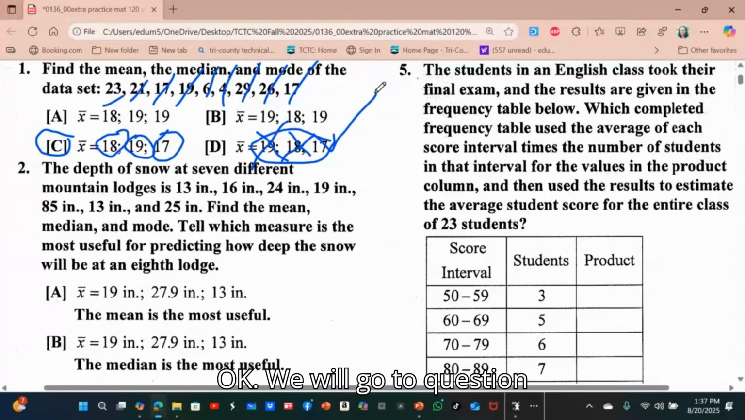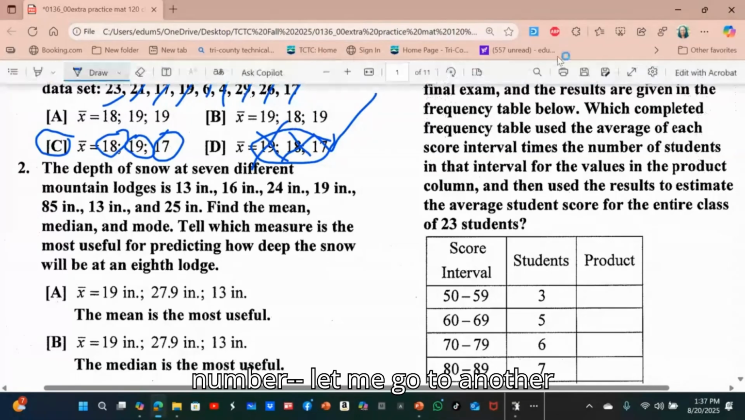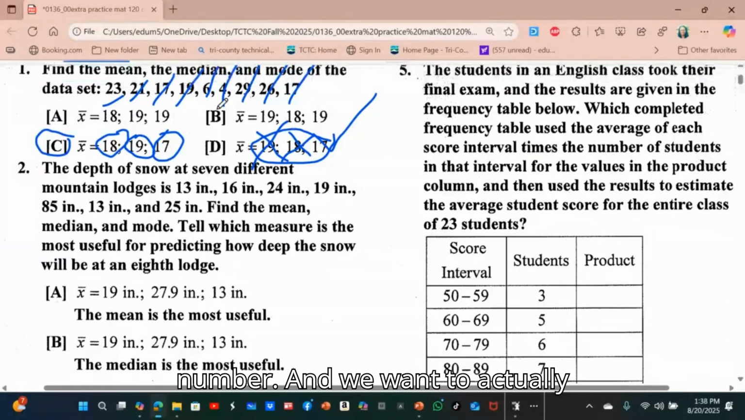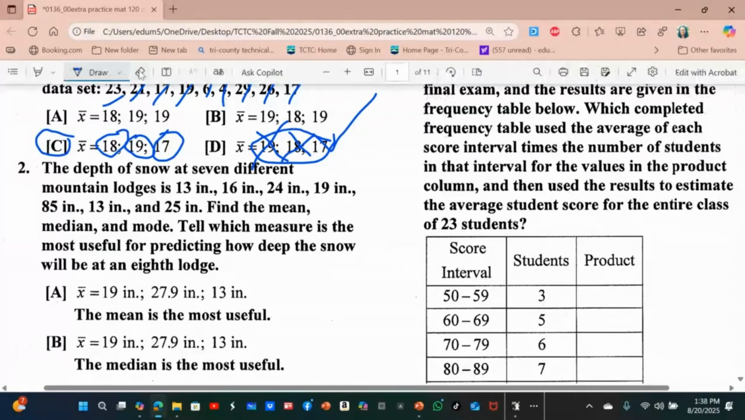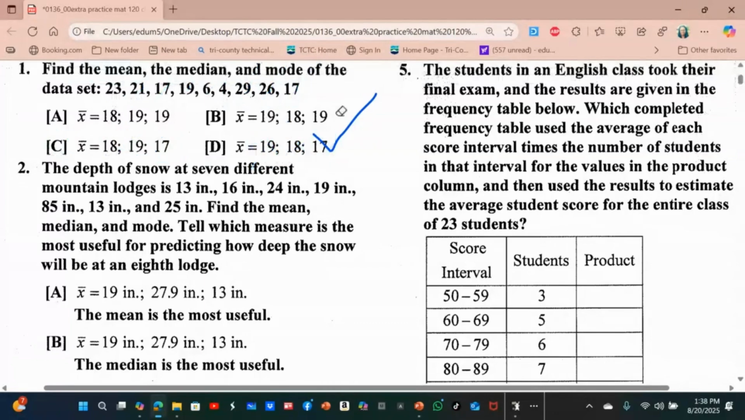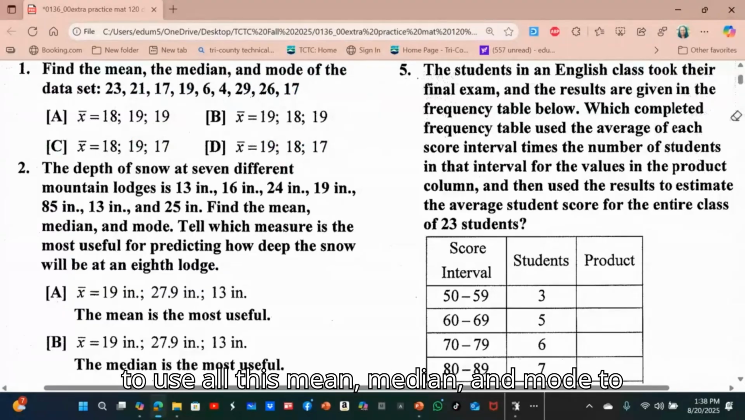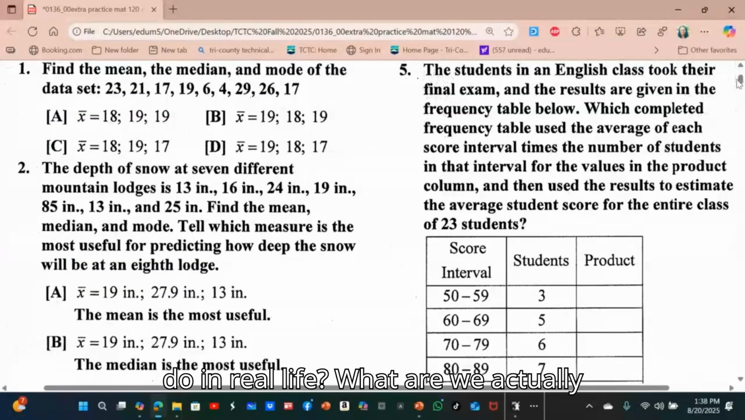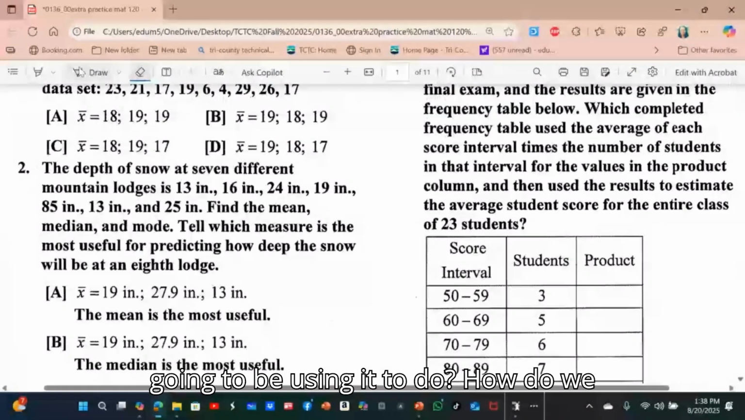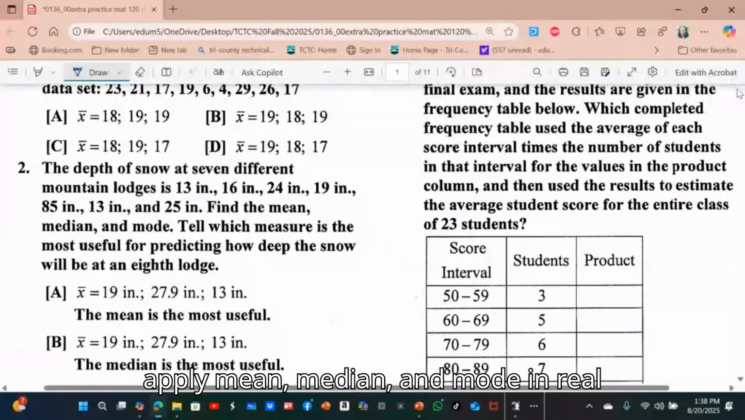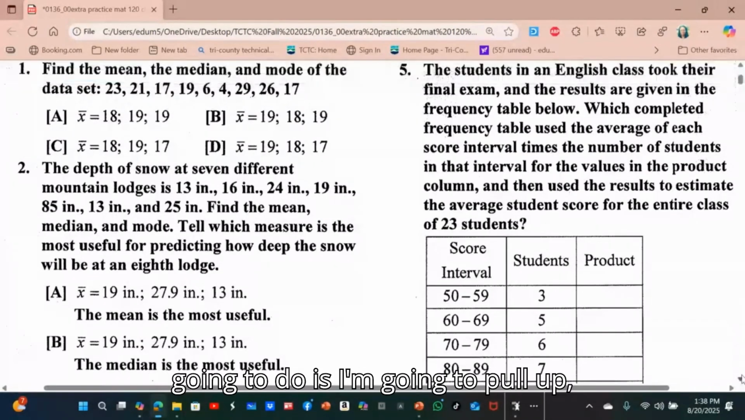Okay, let me go to another number, and we want to actually do an example that contains everyday experience. So what are we going to use all this mean, median, and mode to do in real life? How do we apply mean, median, and mode in real life? Okay, so I'm going to pull up question number 3.